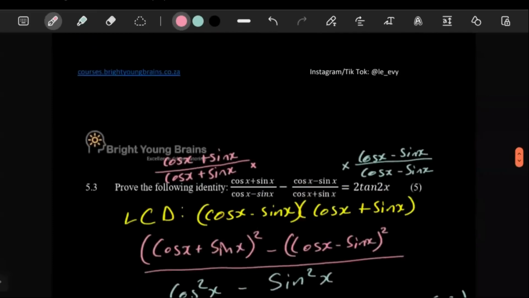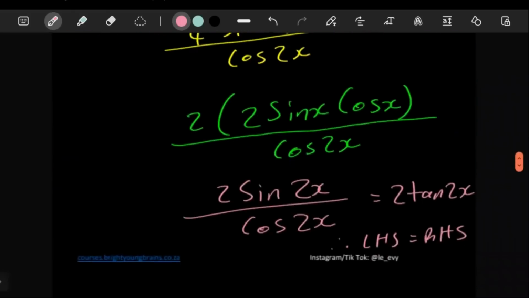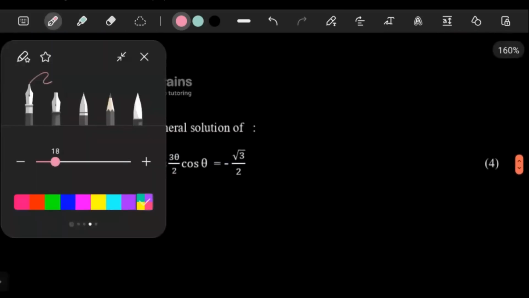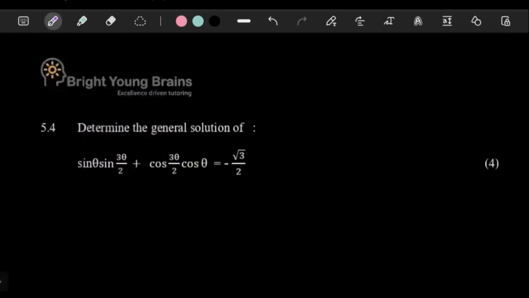So don't be scared to do a lot of writing, because all that writing is what's going to get you your marks. You cannot get your marks if you do not do the writing. The writing is unavoidable. 5.4 says we need to determine the general solution.